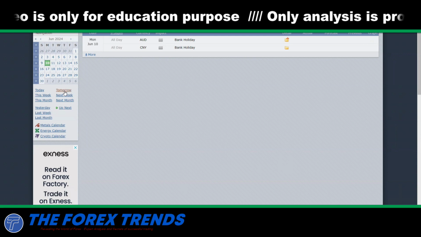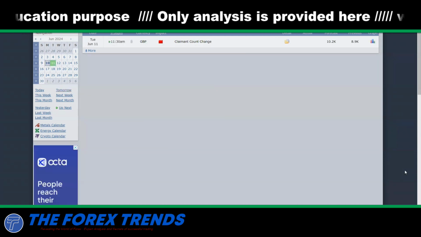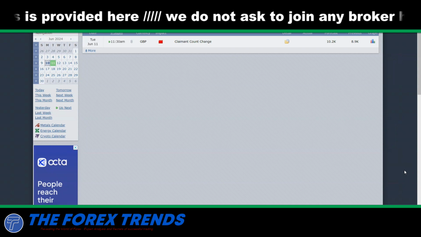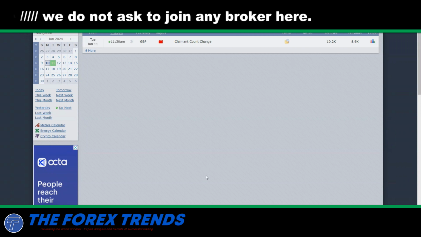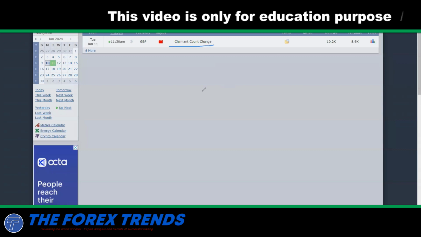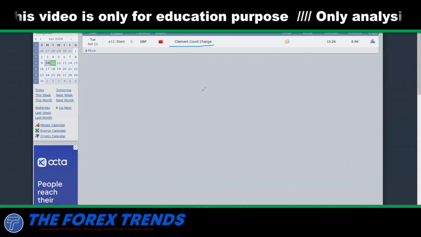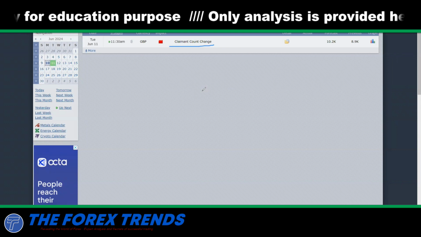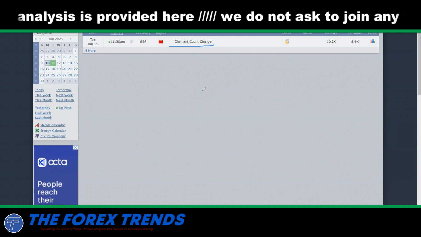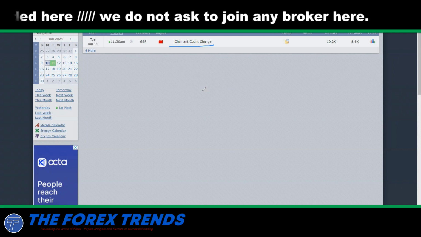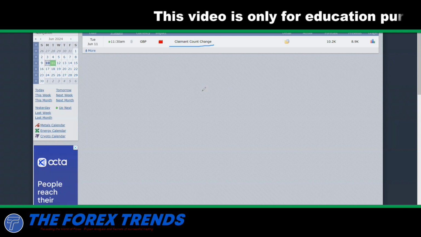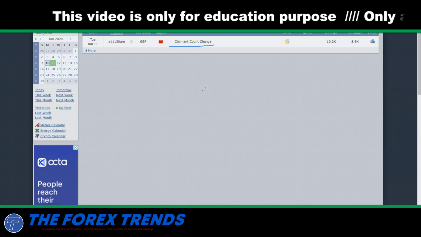And if we check tomorrow's calendar, similarly tomorrow has no significant news of the USA, but there is news of GBP, that is claimant count change. It may provide some volatility on the GBP pairs, and hopefully tomorrow the market will move slowly and we may see less volume in the market.